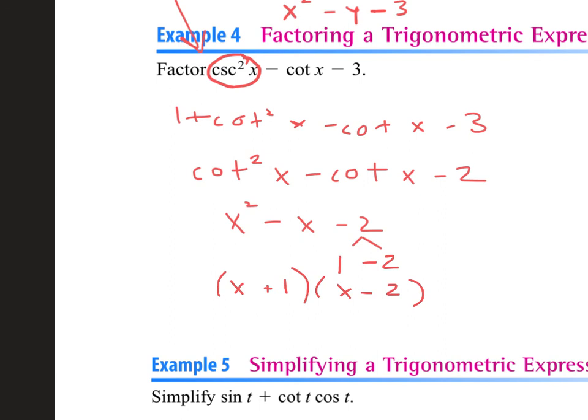What's the last thing we need to do? Switch it back to cotangent. So we have cotangent of x plus 1 times cotangent of x minus 2. Any questions on this one? All right, we're going to do the next two examples tomorrow.